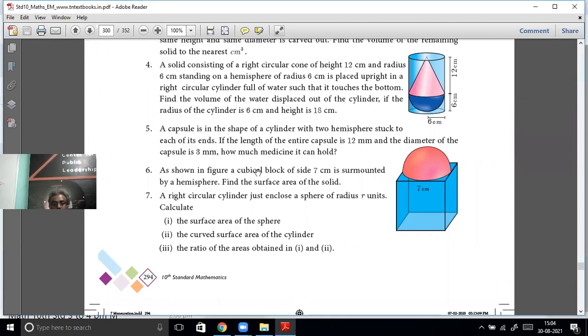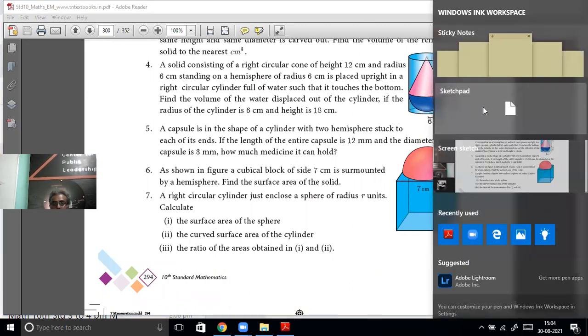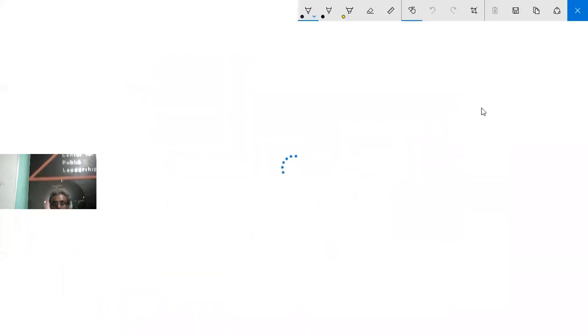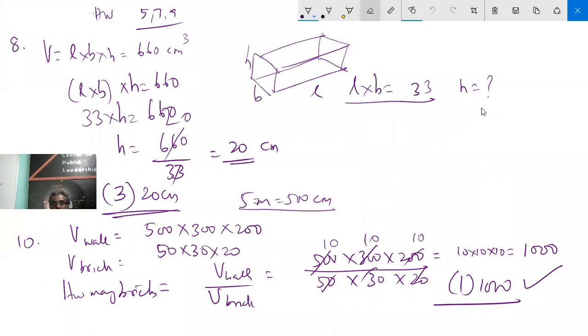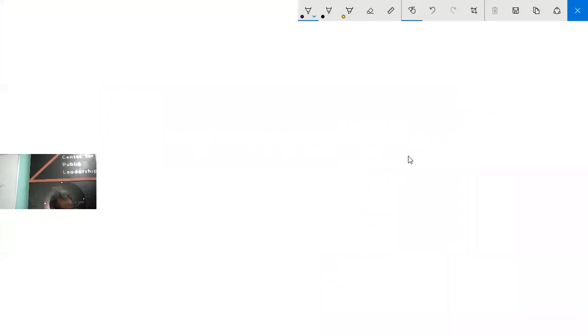A capsule in the shape of a cylinder. So we now have a capsule in the shape of a cylinder with two hemispheres stuck to each of its ends. So here is one capsule. It's in the shape of a cylinder, with two hemispheres stuck to each end.